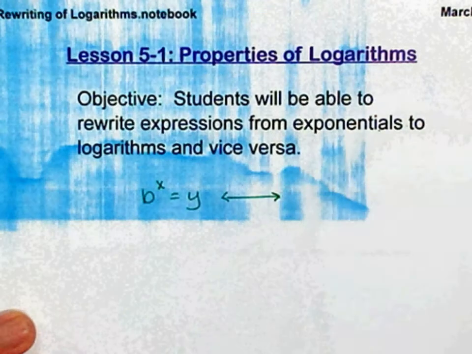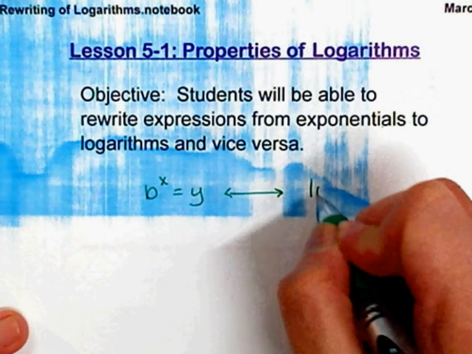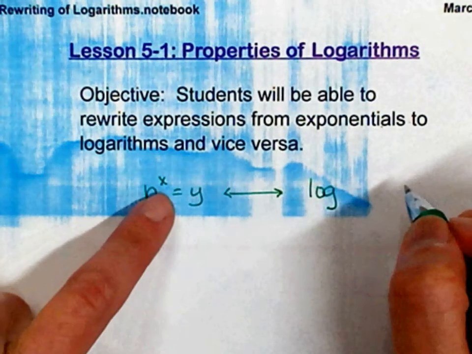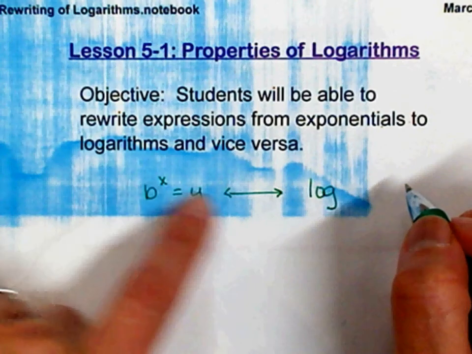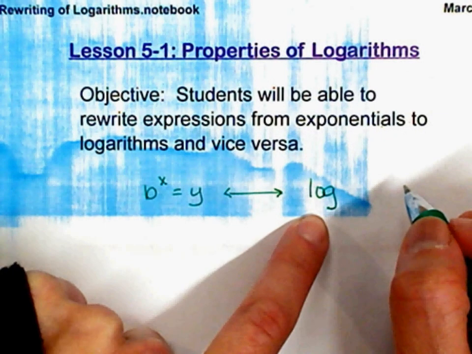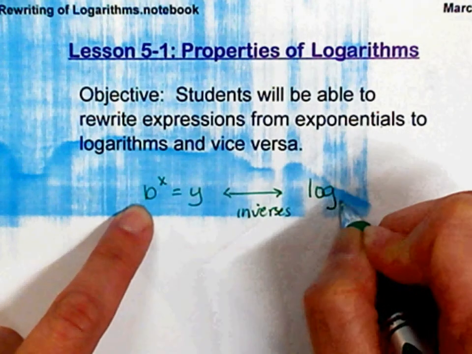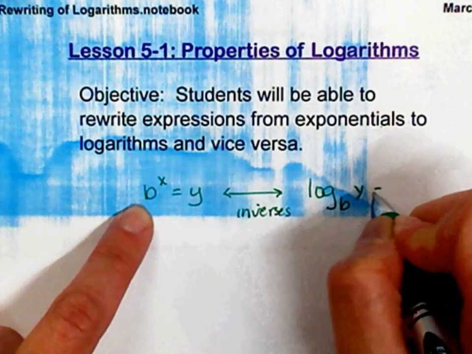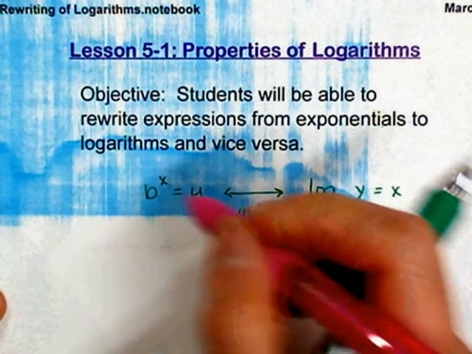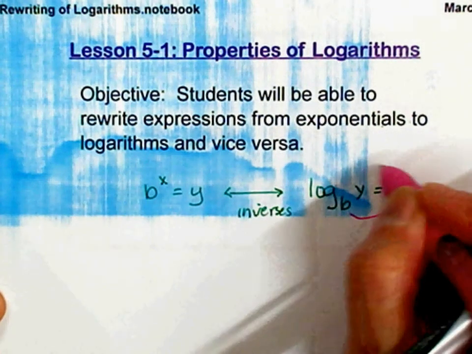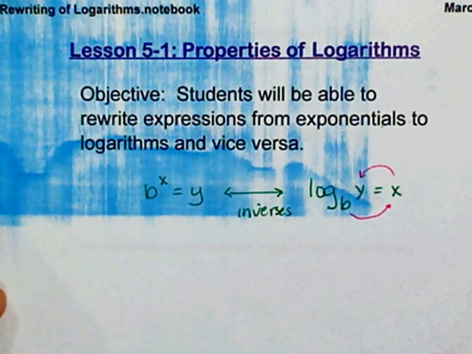So how would you go about writing that? Your log. So if I'm solving for the exponent, I'm going to use log because they are inverses of each other. Okay, so these are inverses. Your base goes here, the y goes here, and the x goes here. B to the x equals y. See that? You're just rewriting it.